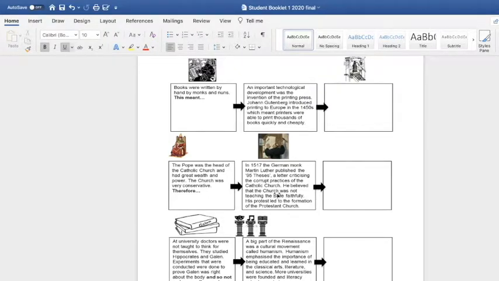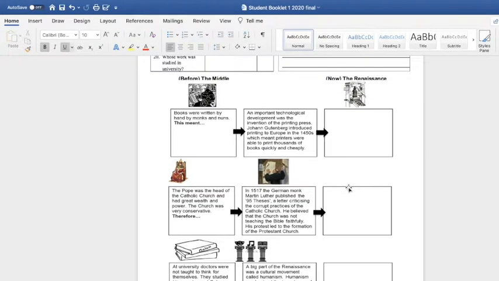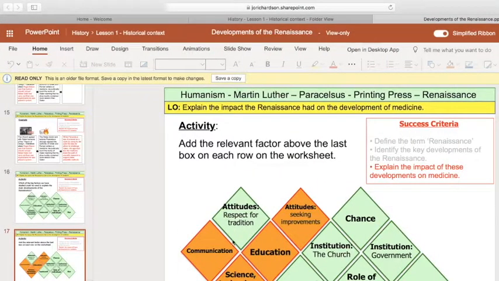He's an individual who's able to challenge the church. So for this box, really be thinking about how that might have improved medicine. What might that mean for the church? What might that mean for other people who perhaps secretly thought that the Catholic Church was corrupt? And hopefully, again, you are remembering our medicine factors, and you can see how already we see some improvement in the Renaissance period.